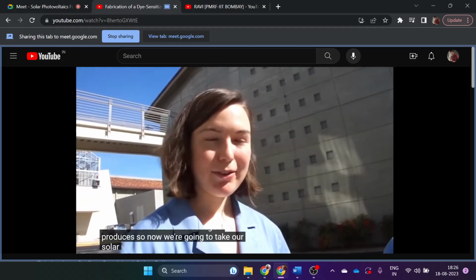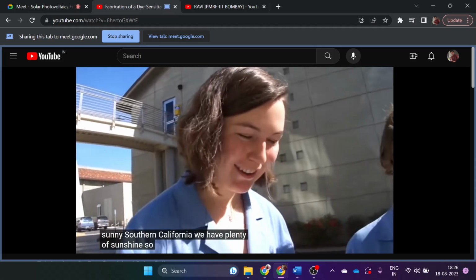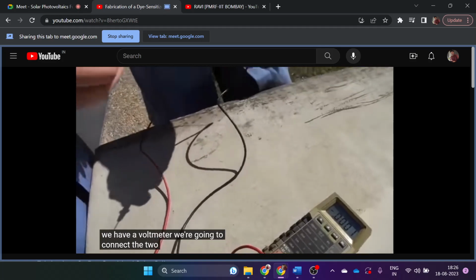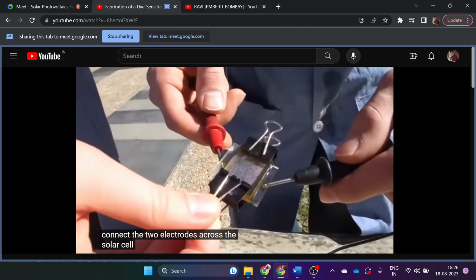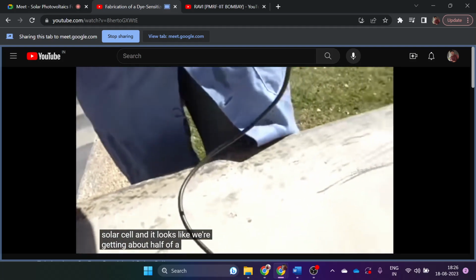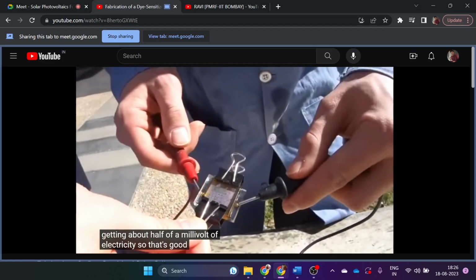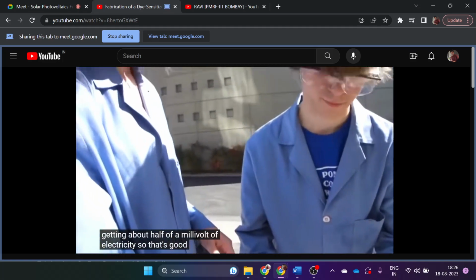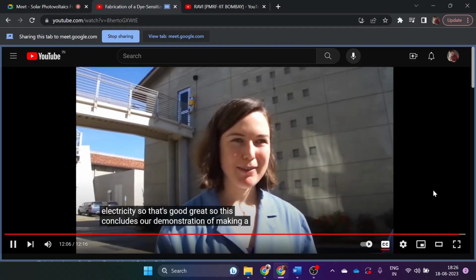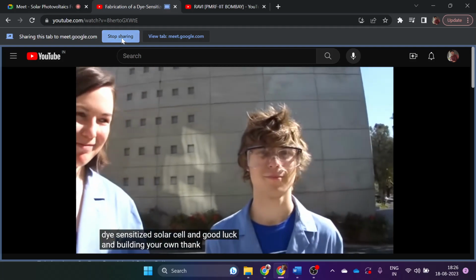Now we're going to take our solar cell outside to test it. Here in sunny Southern California, we have plenty of sunshine. So we have a voltmeter, and we're going to connect the 2 electrodes across the solar cell. And it looks like we're getting about half of a millivolt of electricity. So that's good. Great, so this concludes our demonstration of making a dye-sensitized solar cell, and good luck in building your own. Thank you.